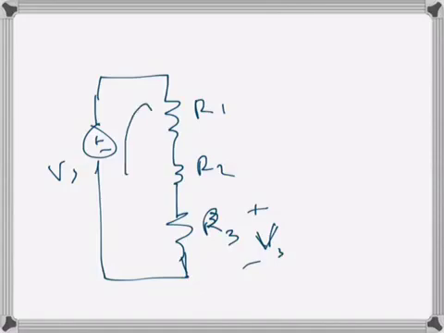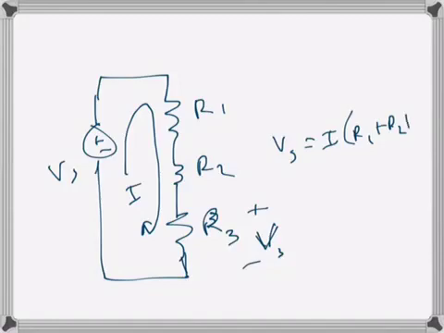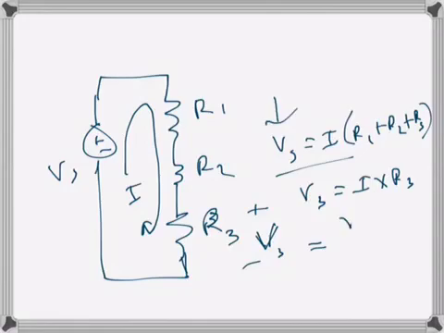There will be one current since it's a series circuit. So Vs will be essentially I times R1 plus R2 plus R3. V3 will be, of course, I times R3. We know that from Ohm's law, and this is also from Ohm's law. Now I can be substituted from here, Vs divided by R1 plus R2 plus R3, times R3. This is the voltage divider rule.